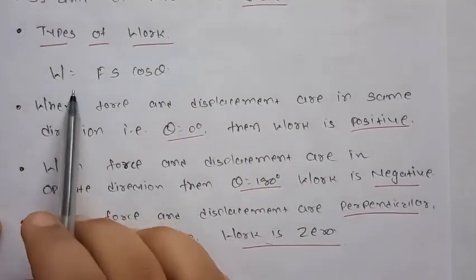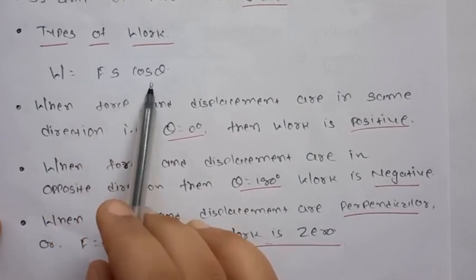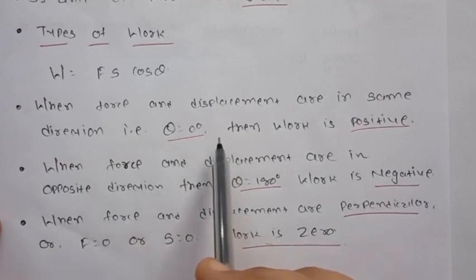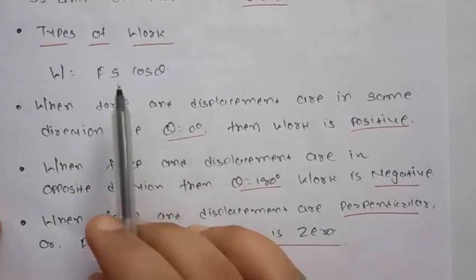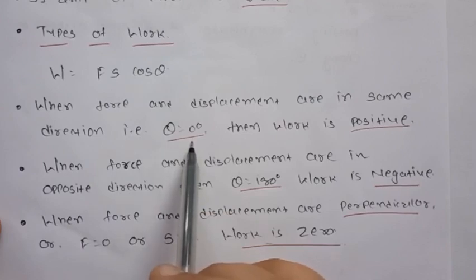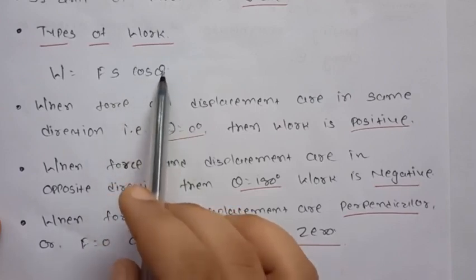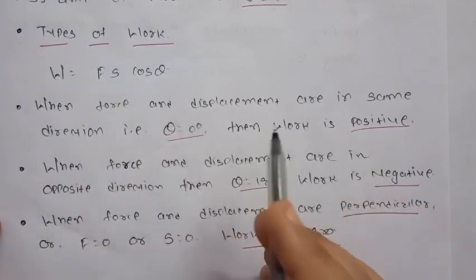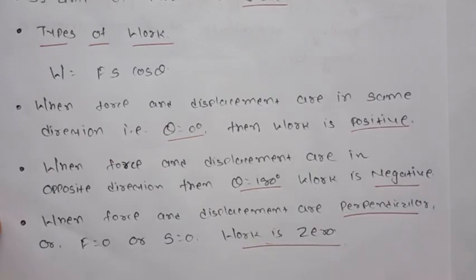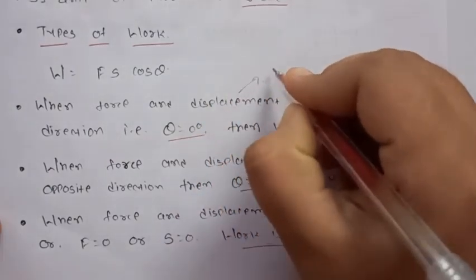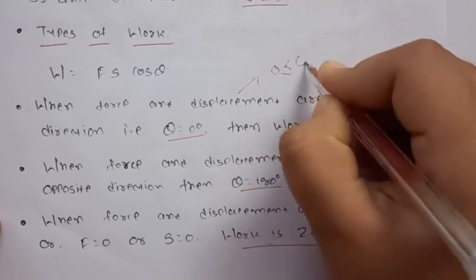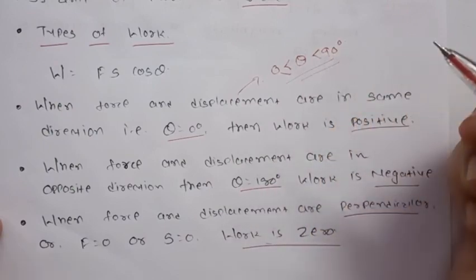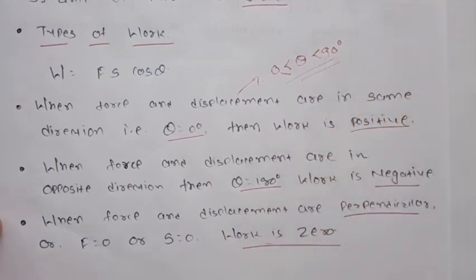The first case, work done is equal to Fs cos theta. When the force and displacement are in the same direction, that is, the angle between force and displacement is 0, then cos 0 will be 1. So the work done will be positive. The range for positive work is 0 ≤ theta < 90 degrees. For this range of angle, the work done will be positive.